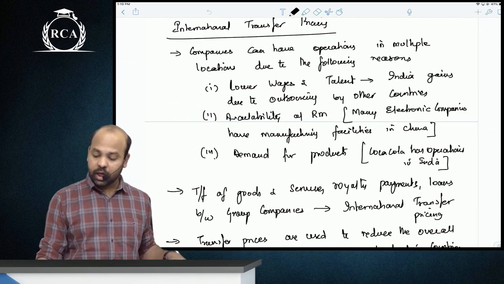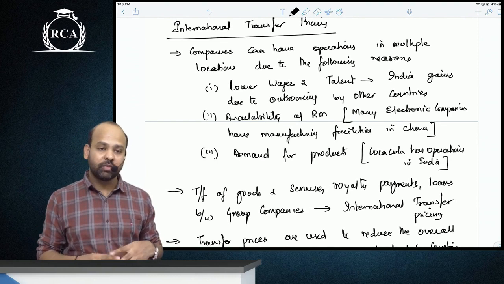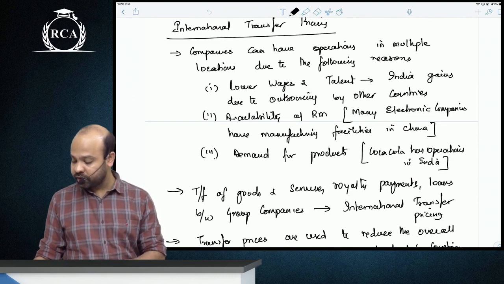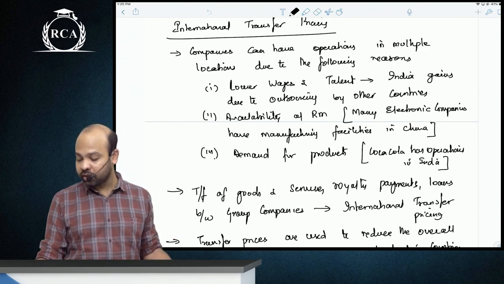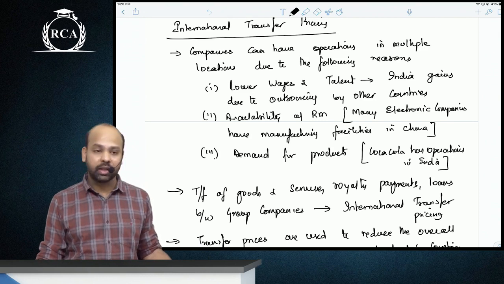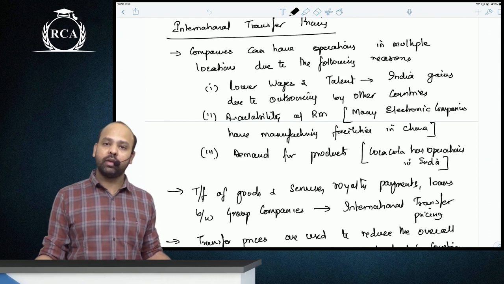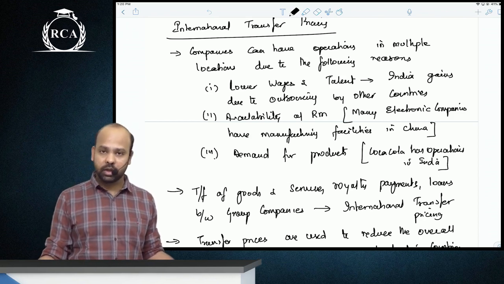Yes guys, I told you that there are multiple reasons why your operations can be spread across multiple countries. One reason is that there can be lower wages in a few countries, or better talent in a few countries. That is what forces you to set up your operations in that particular country. Then there can be availability of cheaper raw material, and tax rates can also determine it, and the demand for the product in multiple countries.